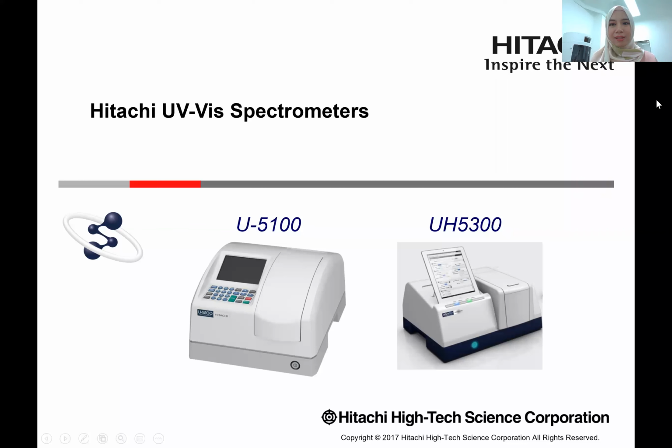So this is what our seminar looks like today. The U5100 is on the left side, which is the ratio beam, and the UH5300 is the double beam.